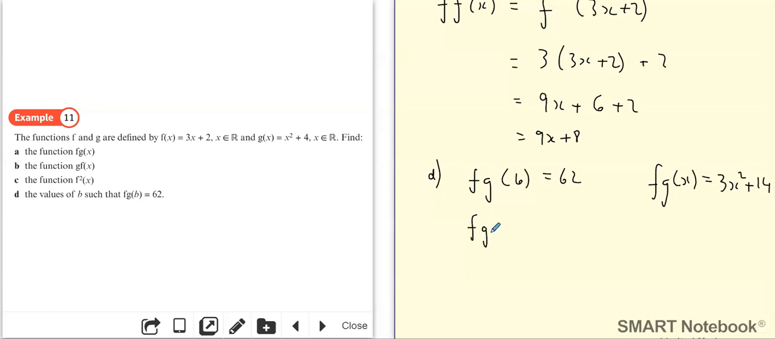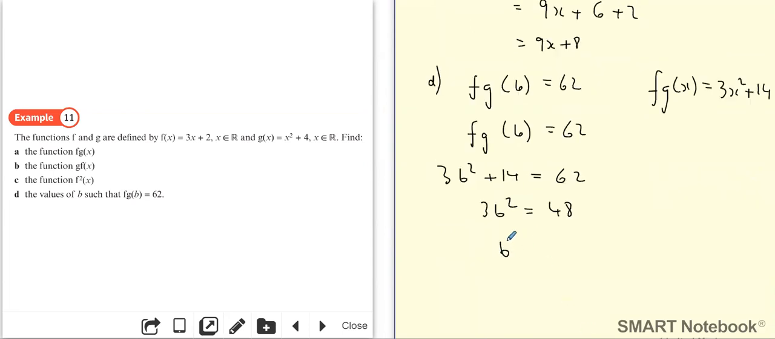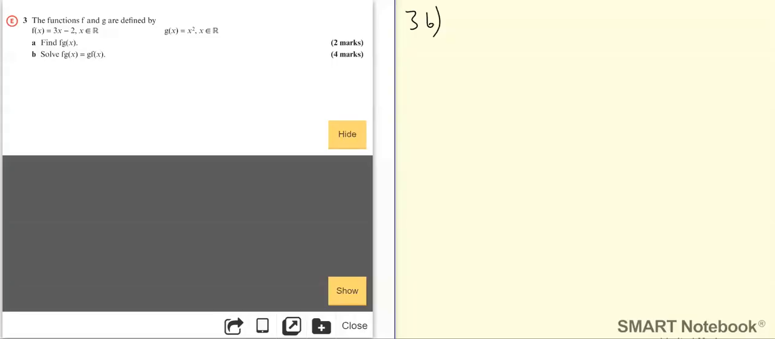But fg of b now is what we're looking at, equals 62. So now we're going to get 3b squared plus 14 equals 62. So 3b squared equals 48. b squared equals 16. b is equal to plus or minus 4. Okay, are we happy with that? Any questions there?